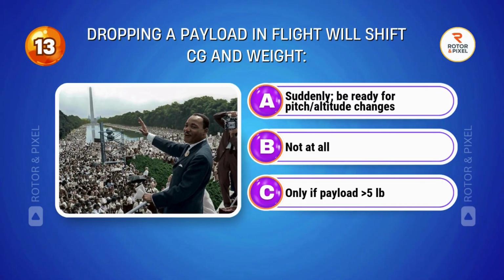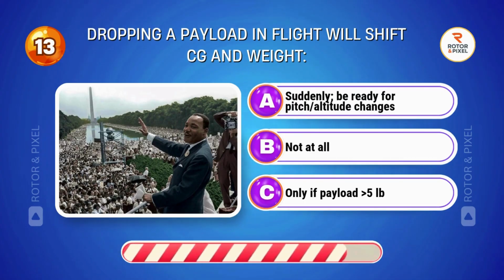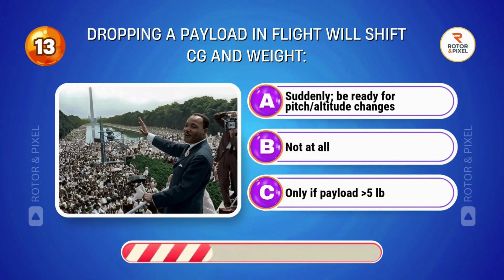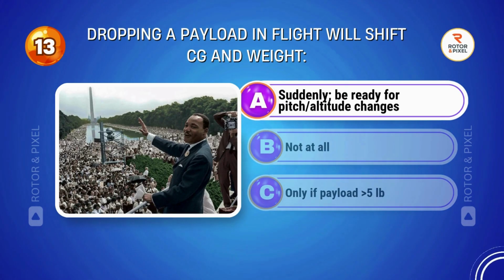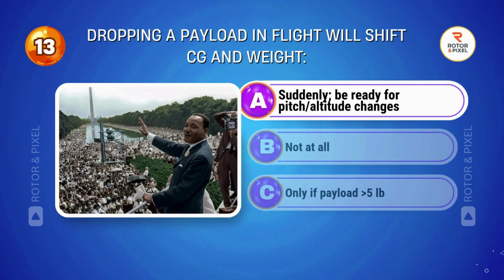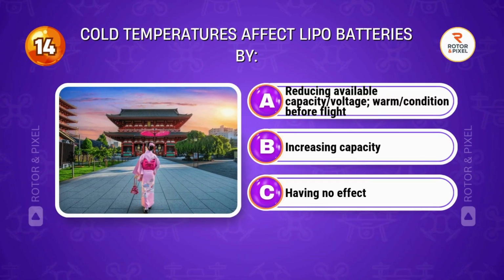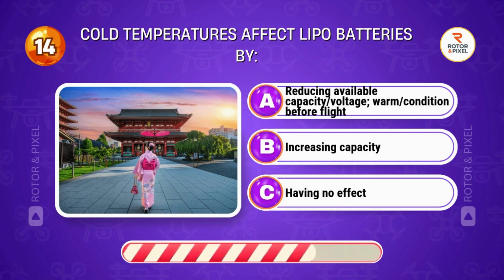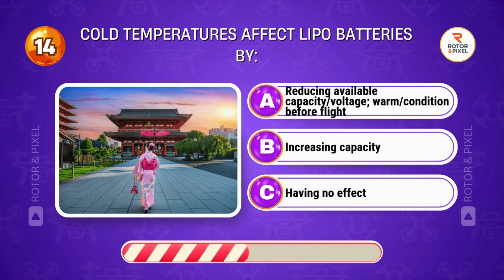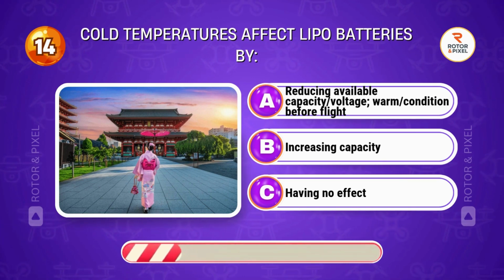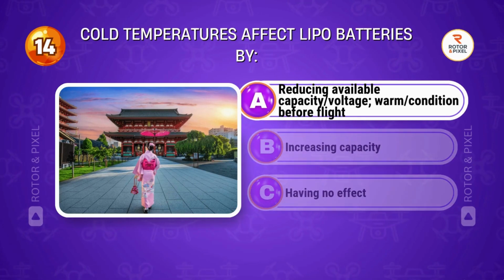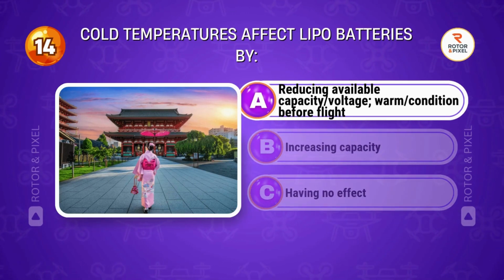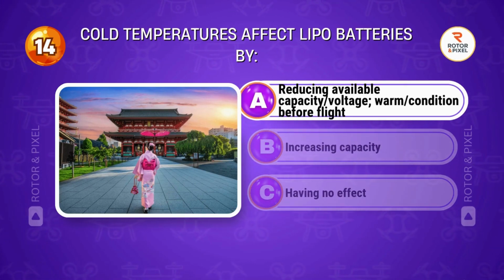Dropping a payload in flight will shift CG and weight Answer A, suddenly, be ready for pitch/altitude changes. Cold temperatures affect LiPo batteries by Answer A, reducing available capacity/voltage, warm/condition before flight.